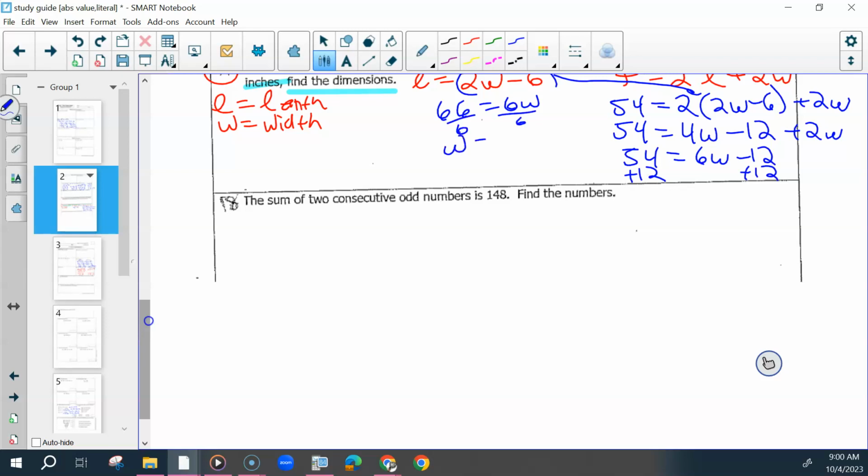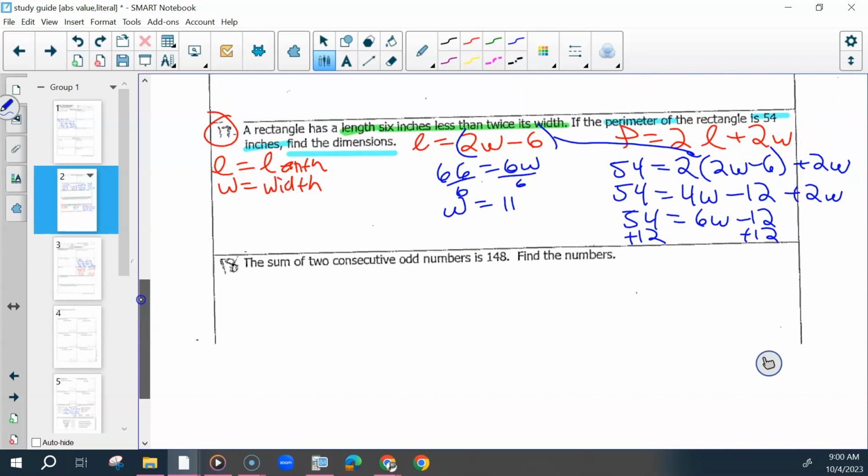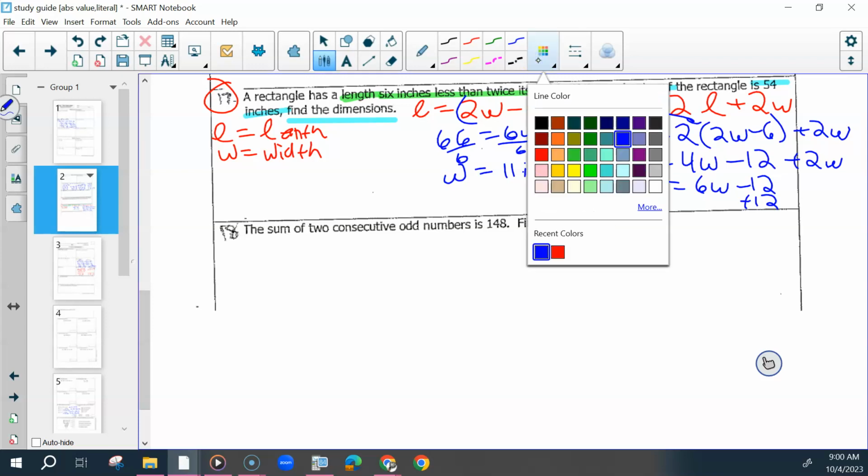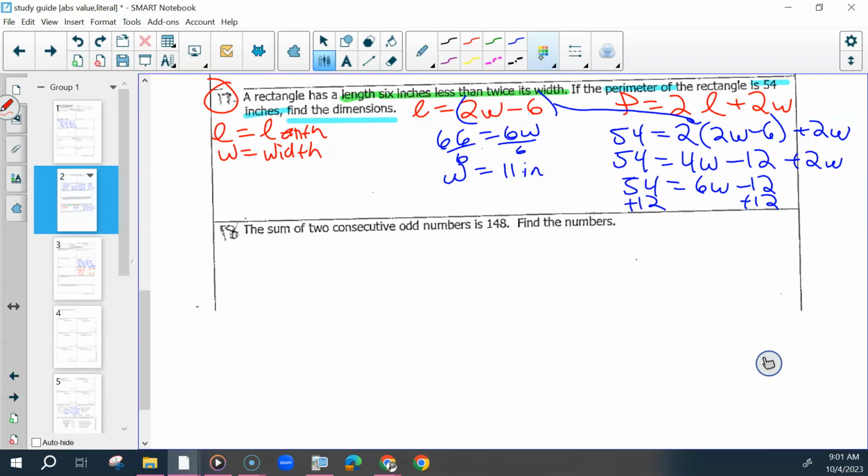So the W is 11 inches. Make sure you're putting your labels. That's one of your dimensions. How do we find the other? Not divide by 6, but there's somewhere we can put this in. Into this equation. We put 11 back in and figure out what L is.